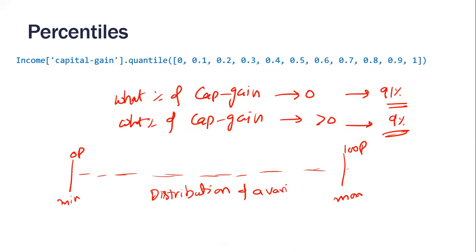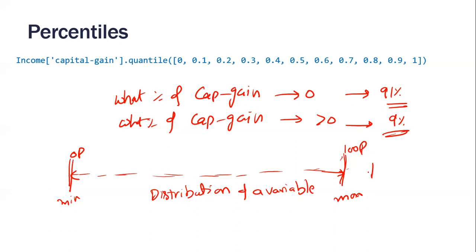Distribution of a variable. What do you mean by distribution of a variable? Within its limits, from its minimum to maximum, what are the values it takes? Where is the concentration of the variable? You will get to know that by looking at the complete percentile distribution from minimum to maximum. You can totally understand by looking at these percentile values.